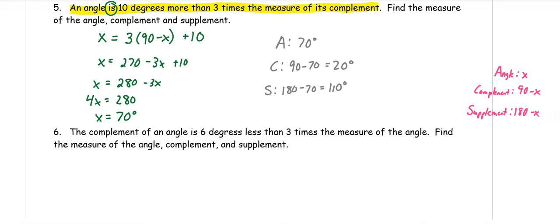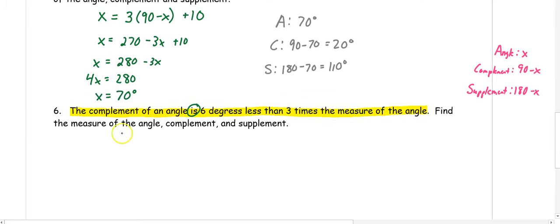In number 6, we have the complement of an angle is 6 degrees less than 3 times the measure of the angle. So again, I want to divide this sentence. So the complement is 90 minus x equals. Now we're going to work backwards on the right side. So measure of the angle is represented by x. 3 times that is 3x. And 6 degrees less than is minus 6.